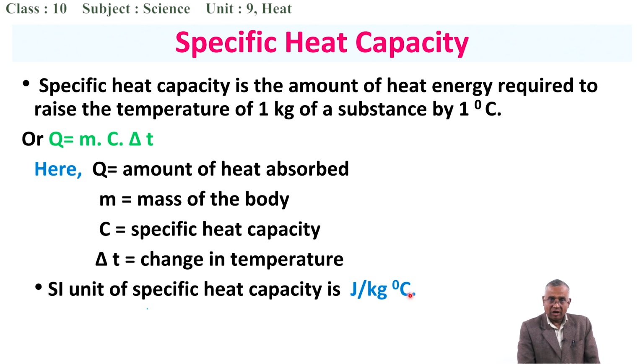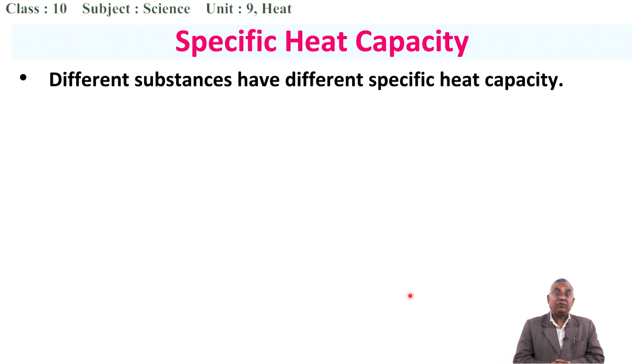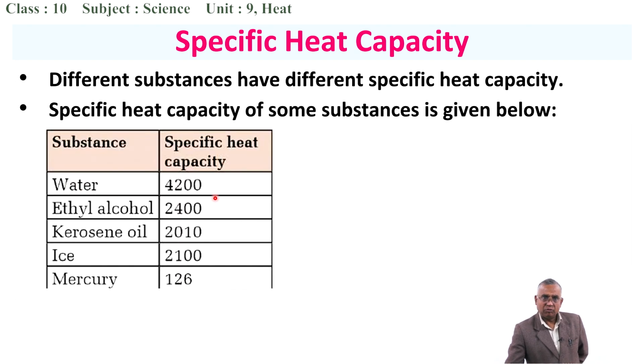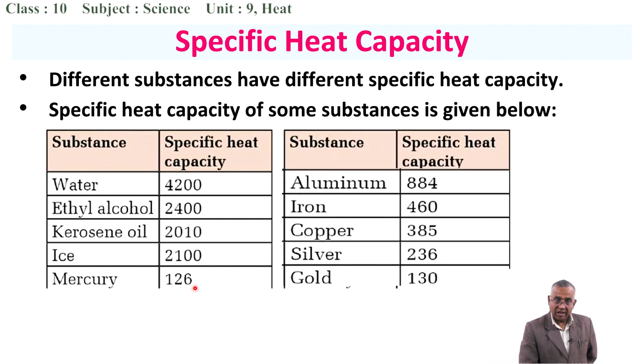Now continue. Different substances have different specific heat capacities. As we have studied, alcohol and water have different capacities of absorbing heat, and so also different capacities of retaining heat. That is different specific heat capacity. Specific heat capacities of some substances are given here. Look here: water 4200 joule per kg degree Celsius, ethyl alcohol 2400, kerosene oil 210, ice 2100, mercury 126, the unit is the same, joule per kg degree Celsius. Aluminium 884 joule per kg degree Celsius, iron only 460, copper less than it 385, silver 236, gold 130.